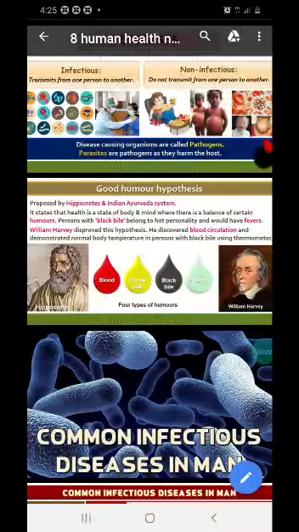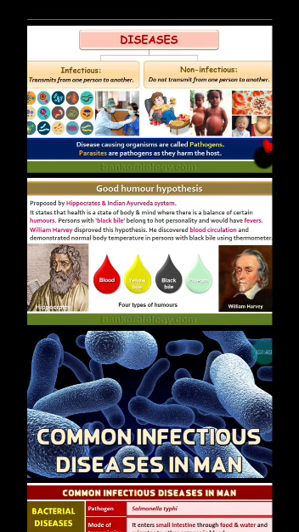Now, Hippocrates and the Indian Ayurvedic system considered that our body consists of 4 types of humors, which are the blood, the yellow bile, the black bile, and the phlegm. He said that all the 4 humors should be equally balanced. An increase or decrease of one of the humors may cause diseases.